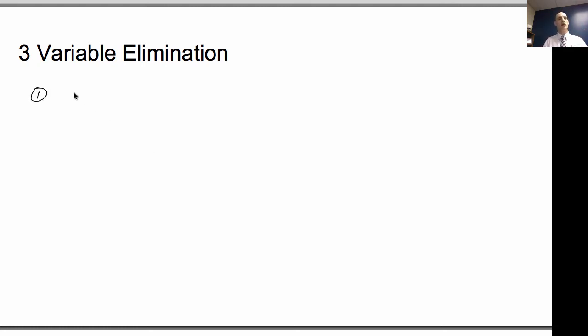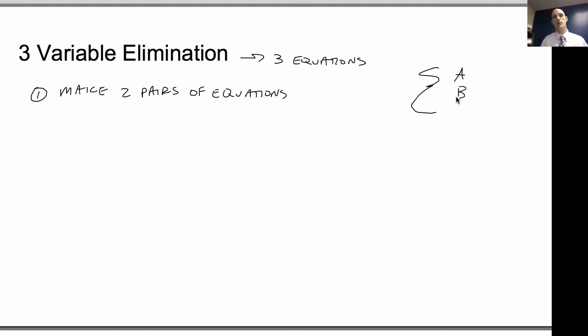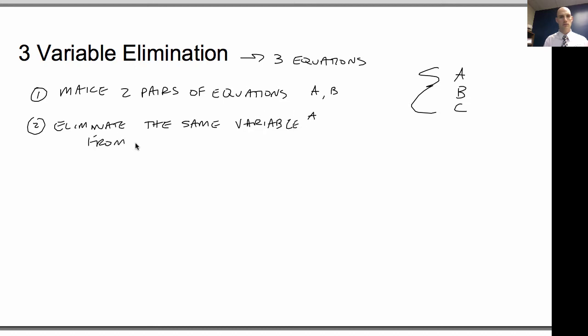Number one, you're going to have three equations, and you're going to make two pairs. So you'll have equation A, equation B, and equation C. You're going to pair up A and B, and you're going to pair up A and C, or B and C, or however it works out. And you're going to eliminate the same variable from both sets.